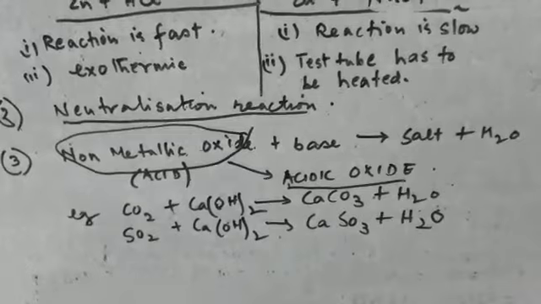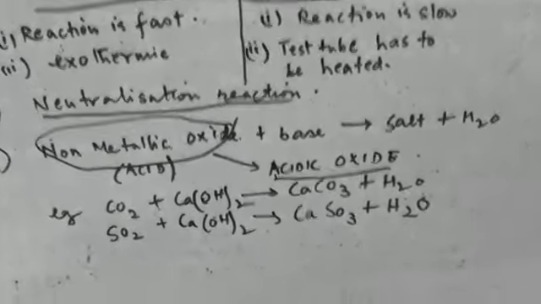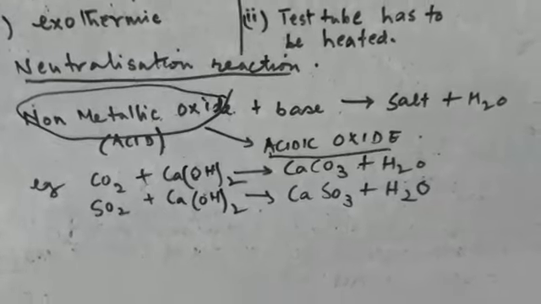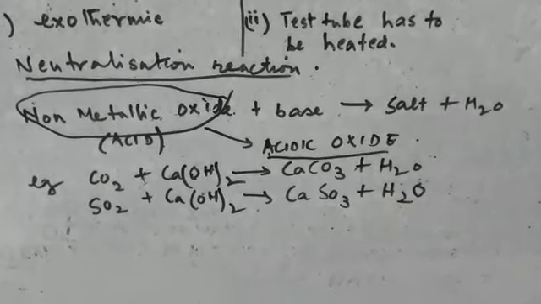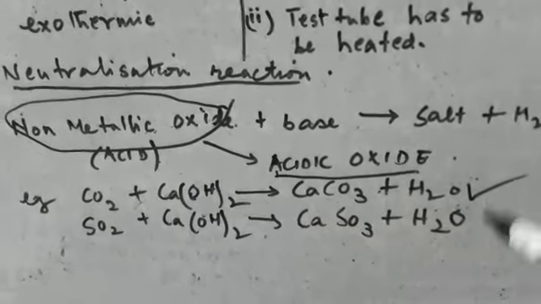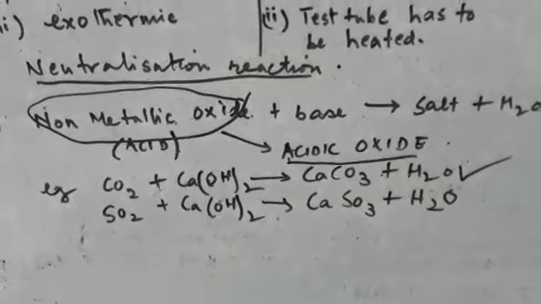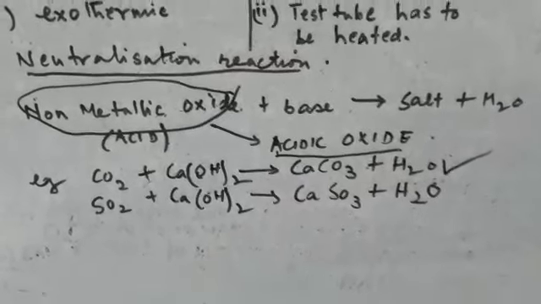Children, basic oxides are metallic oxides and acidic oxides are non-metallic oxides. I have given you two examples. One is CO2 plus Ca(OH)2 gives CaCO3 plus H2O. I hope you remember where you have learned this equation. It is the same equation which shows turning of lime water milky.